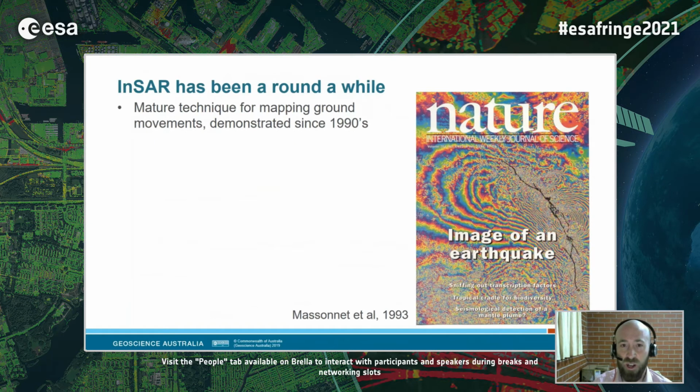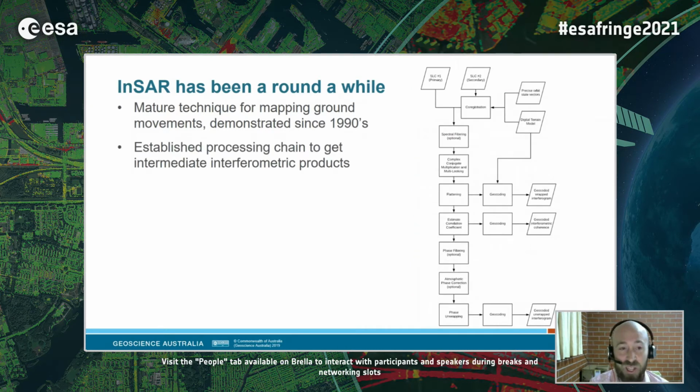So to start off my talk, I'll just show this very famous paper that was published nearly 30 years ago in Nature. Really, I'm just showing you this again because it's a reminder that INSAR has been around for a long time. It's a very established technique for measuring and mapping ground surface movements, established in the 1990s. We've been using it for a long time, and we have a very established processing chain where we take SLC products and generate interferometric products from those.